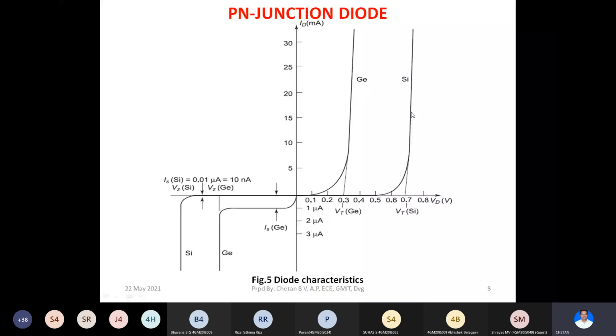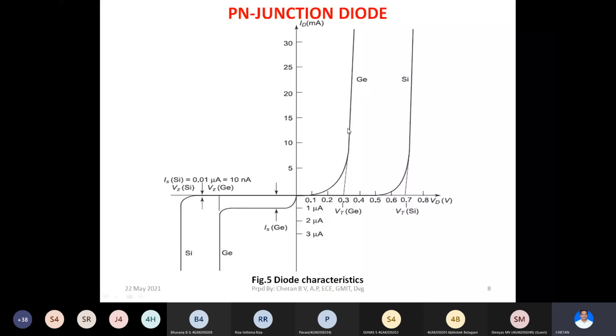Coming to the reverse characteristic, as I already told, a diode is not meant to operate in reverse biased condition. Usually, the diode will be operated in forward biased condition, and it will behave like a switch. In case of reverse biased condition, the current is very negligible.